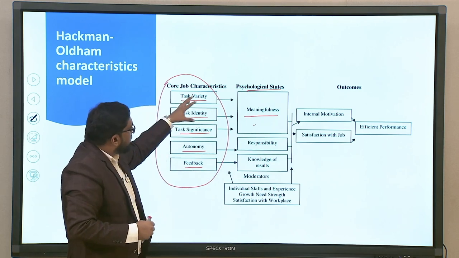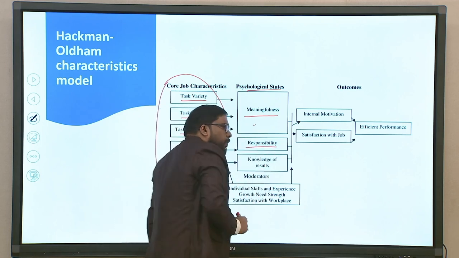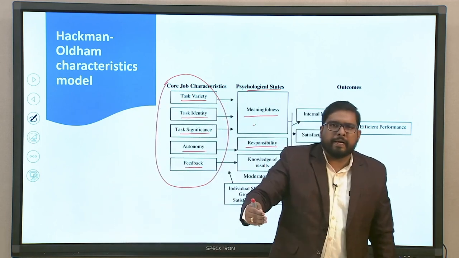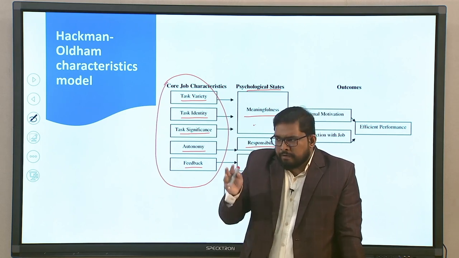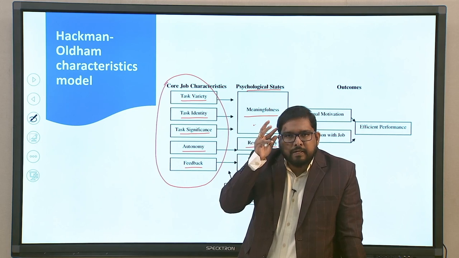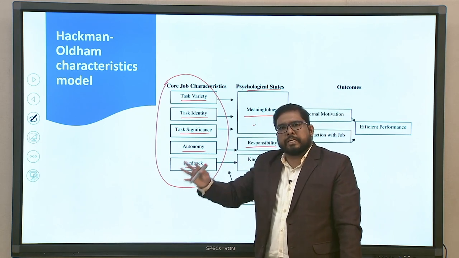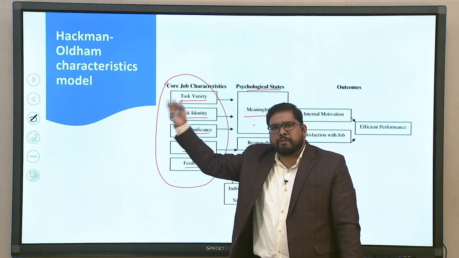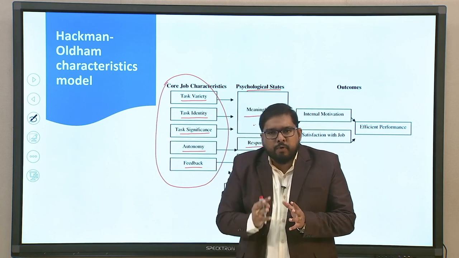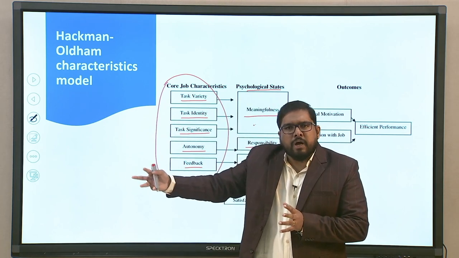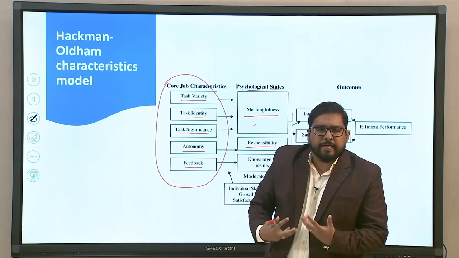When your job characteristics go to a psychological state, let's say responsibility, you are given certain autonomy in the job. If you recollect our previous discussion, right from the conceptualization to the planning, to the execution, even to the evaluation, if you are given a certain level of autonomy, you feel that you are moving into a psychological state where you are taking the responsibility also. So this is the crux of today's lecture.